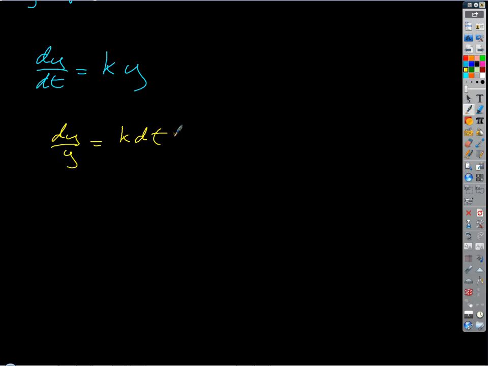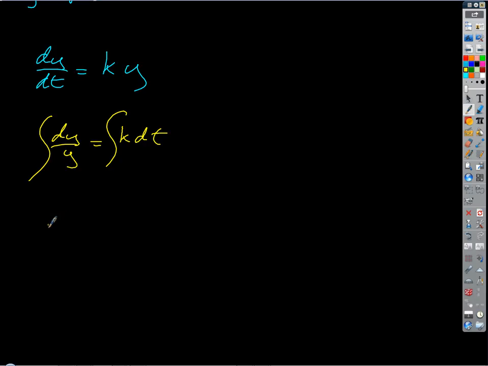Everybody agree? If I separate the variables like that, that's all I've done, then how do I undo a derivative? Yeah, the integral, or the antiderivative. So if I integrate both sides, I can pull the k out front. What is the integral of dy over y? It's a simple one of our new ones.